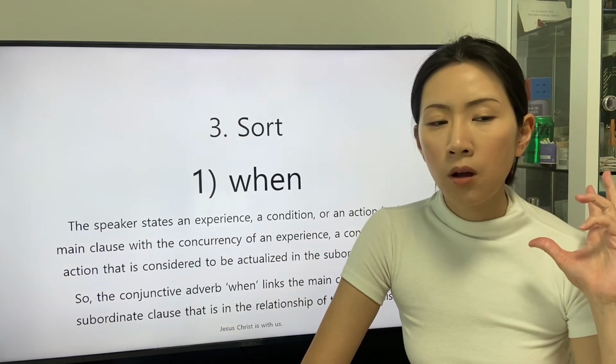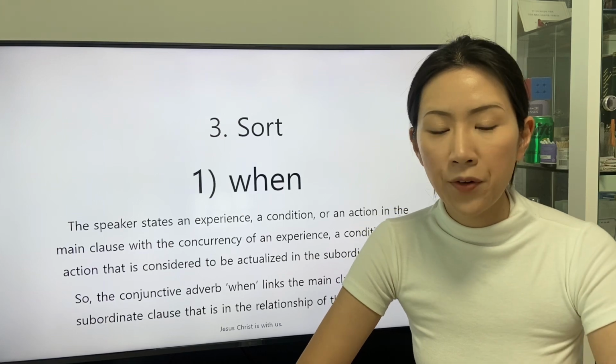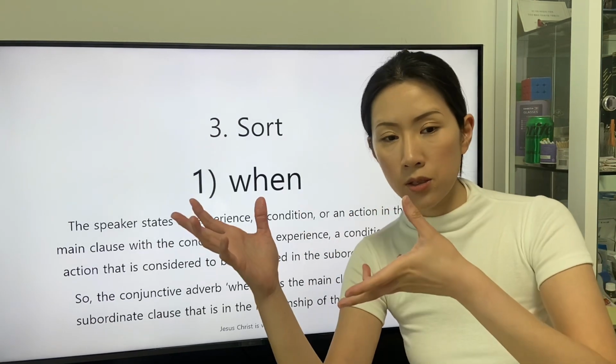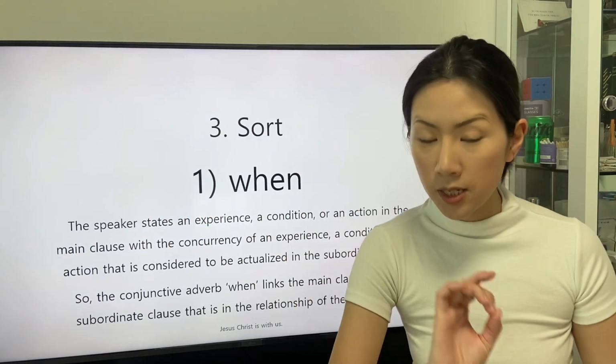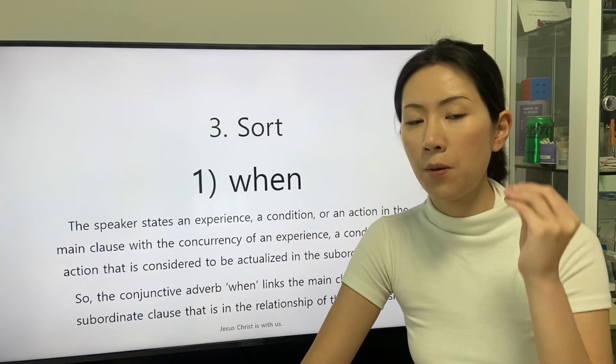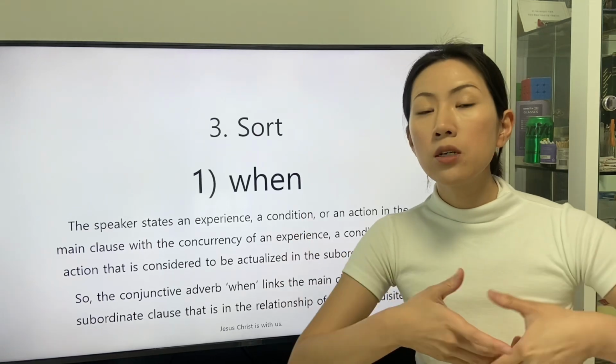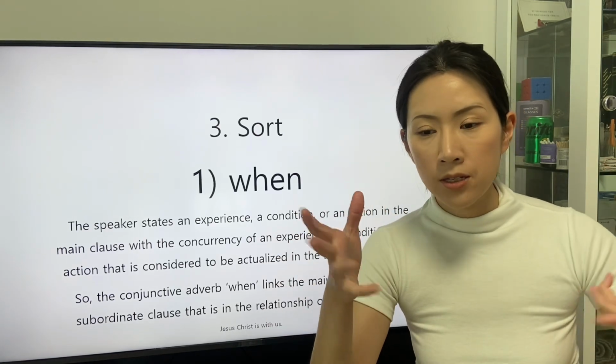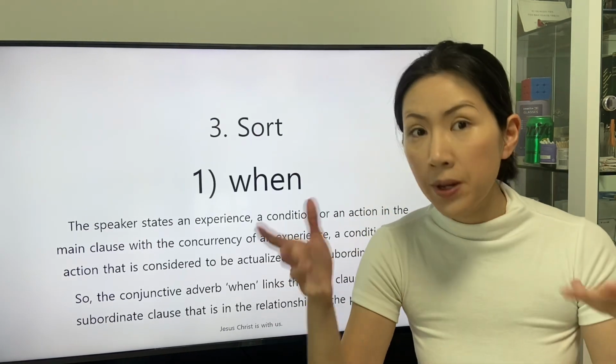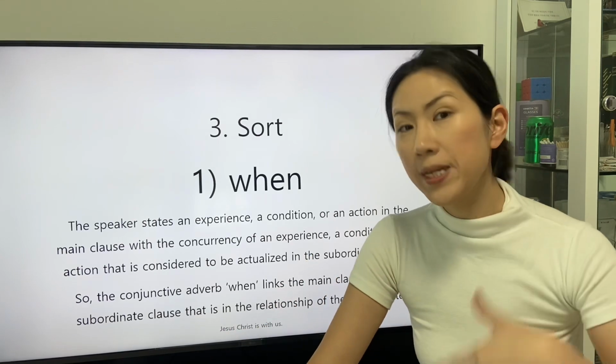So the conjunctive adverb when links the main clause with the subordinate clause that is in the relationship of the prerequisite. The speaker assures that the definition of the verb in the subordinate clause is to be actualized.